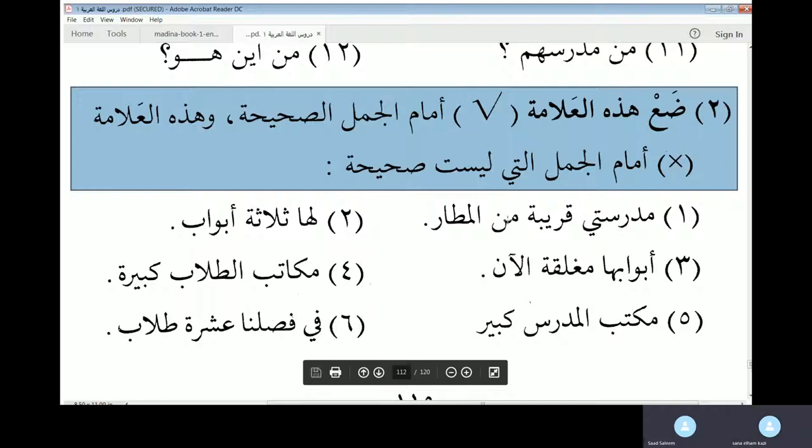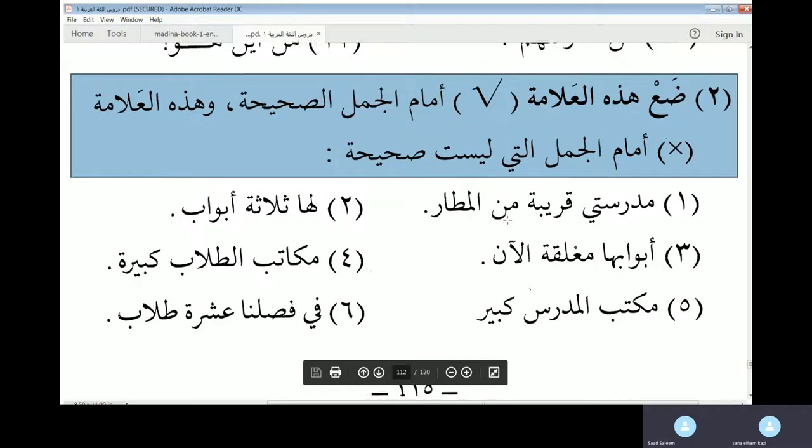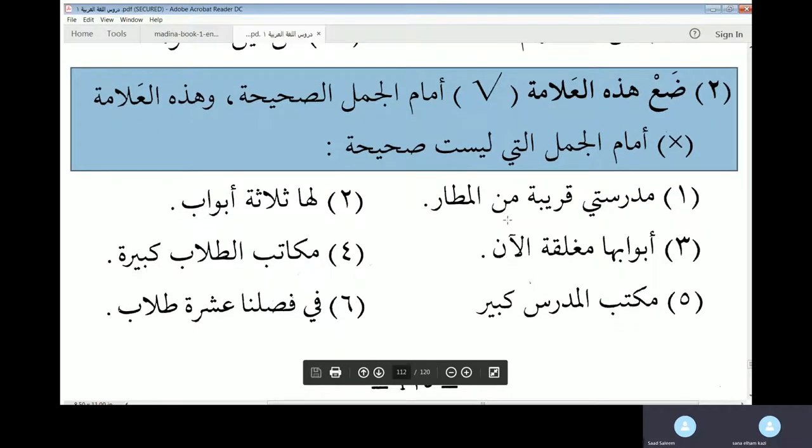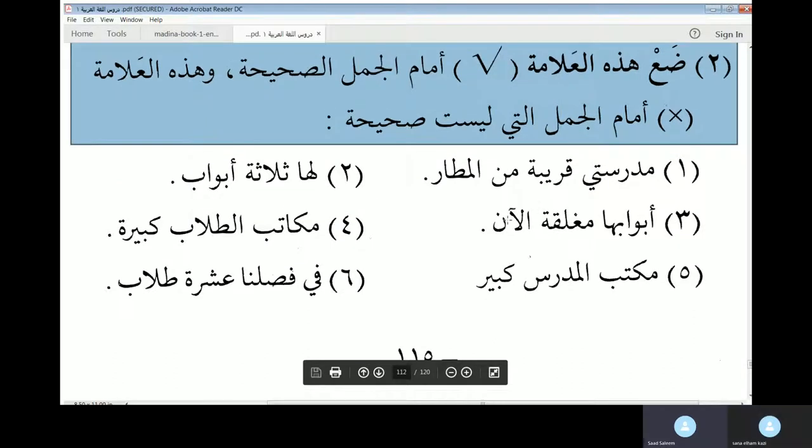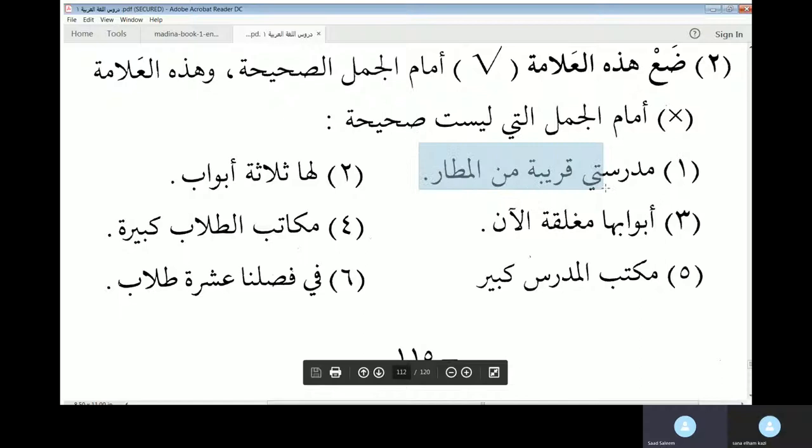And this sign, this cross symbol, amama is in front of sentences which are not correct. Laisa is not. Are not correct.